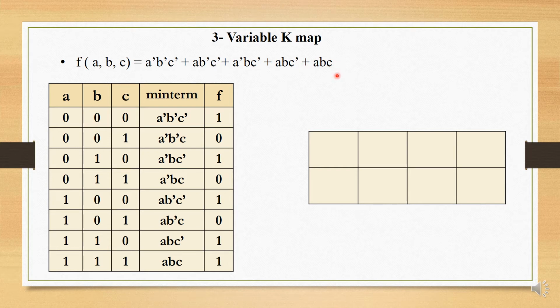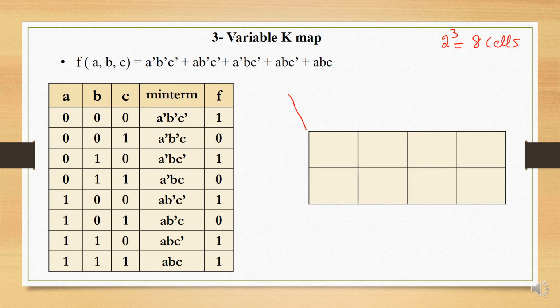As we know, 2 power n gives the number of cells. Here n is nothing but the total number of input variables. The given number of input variables in the function is 3, therefore 2 power 3 gives you 8 cells. So we are representing 8 cells in the K-map. Now let us write the input and output variables in the K-map.